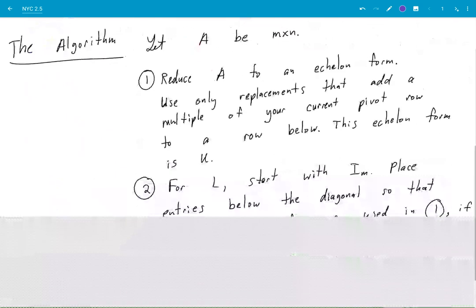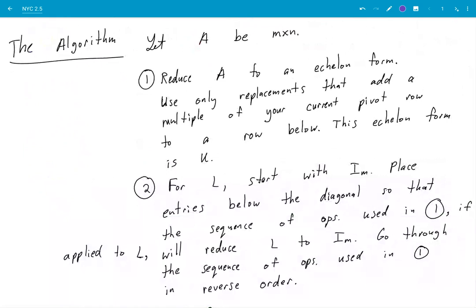Okay, here's the algorithm. So pause and copy all this. First step is easy. Just reduce to echelon form. Don't do anything weird. Just do the most basic row reduction that I taught you back in 1.2. That'll give you U.